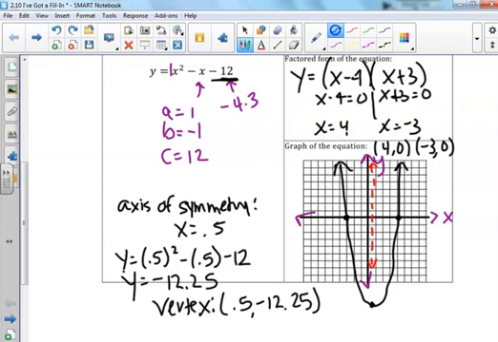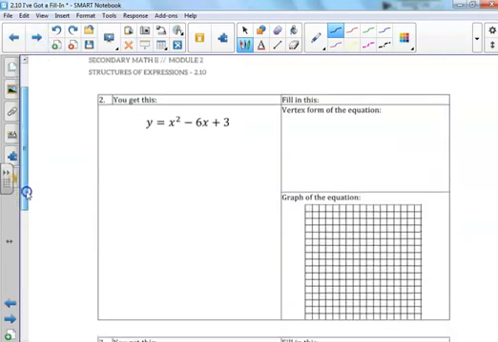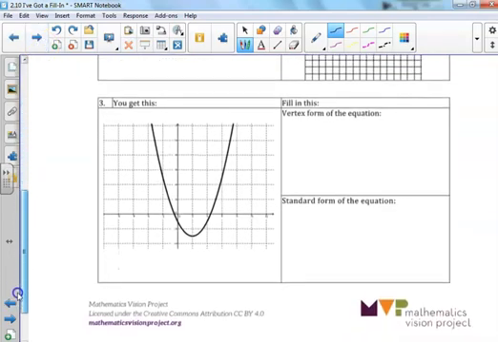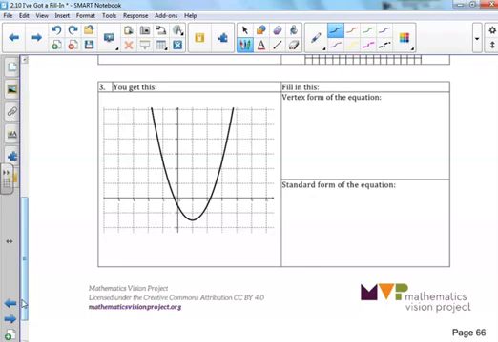The next question I'd like to look at together is number 3. Number 3, we're not given an equation. We're actually only given a graph. So we're asked to find the vertex form of the equation. Recall that the vertex form of a quadratic function is y equals a times the quantity x minus h squared plus k, where h and k is the center. H and k. The vertex.